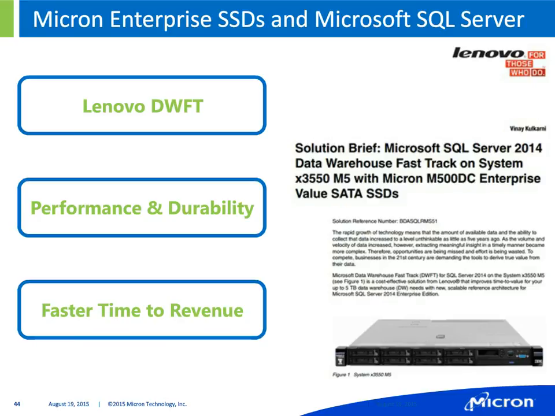So this is just wrapping up pretty much what I just said on that one. Go check out the DWFT. They selected this drive both for performance and durability. Again, my hunch is it's probably because they weren't really sure that it would get deployed in a read-heavy type workload, so they wanted that extra write margin that the M500 DC brings. That's why they selected that drive. And naturally faster time to revenue because it's easier to deploy, faster to deploy.